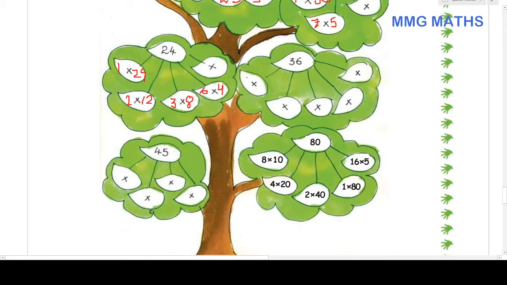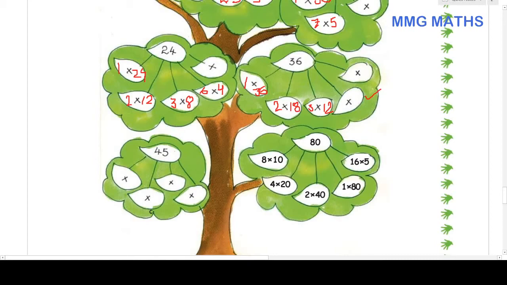Okay, so here first number 1 into 36, next number you will write 2 into 18, 3 into 12. Okay, so in this way you have to complete the series.